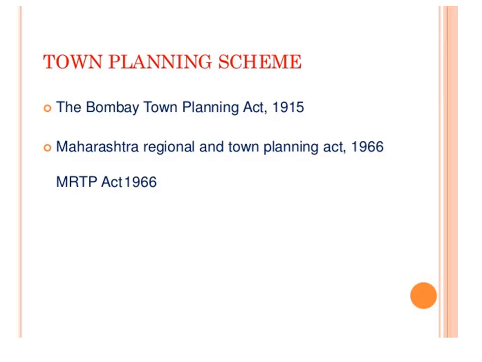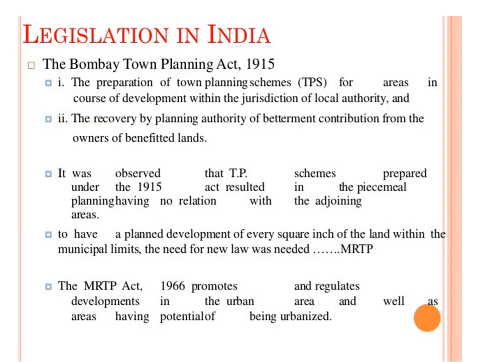In this slide, we are going to see the town planning schemes and how they operated under the two acts, namely the Bombay Town Planning Act 1915 and Maharashtra Regional and Town Planning Act 1966. It is called MRTP Act 1966. This slide refers to legislation in India which covers or uses the Bombay Town Planning Act 1950.